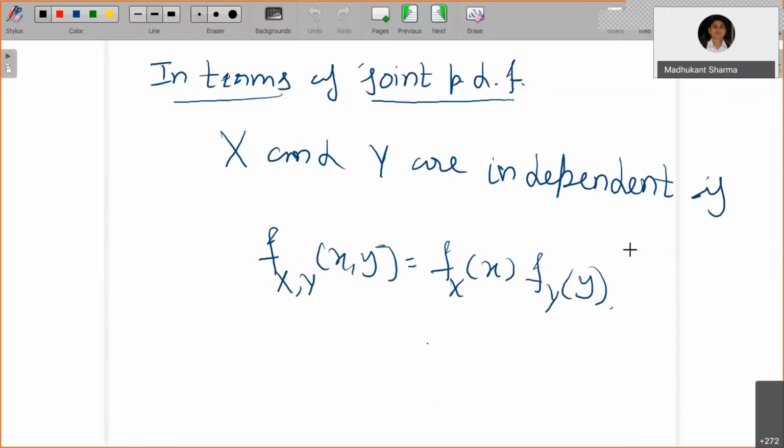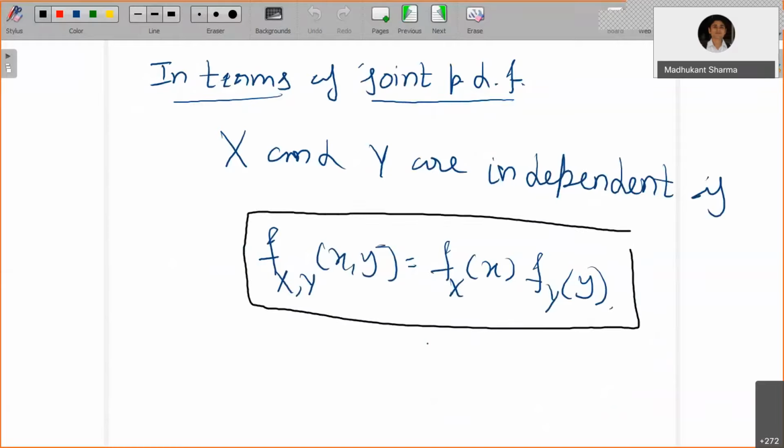Similarly, you can write that in terms of PDF. I'm not explaining anything new here, it's very straightforward. So f of x comma y, if you are able to write that as f_X of x times f_Y of y, the product of individual densities, then we say these are independent random variables.